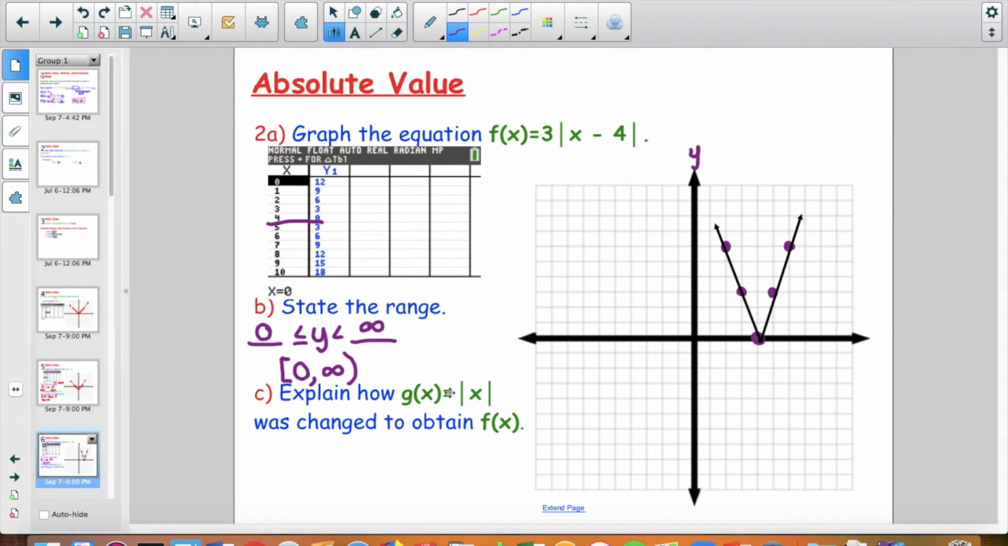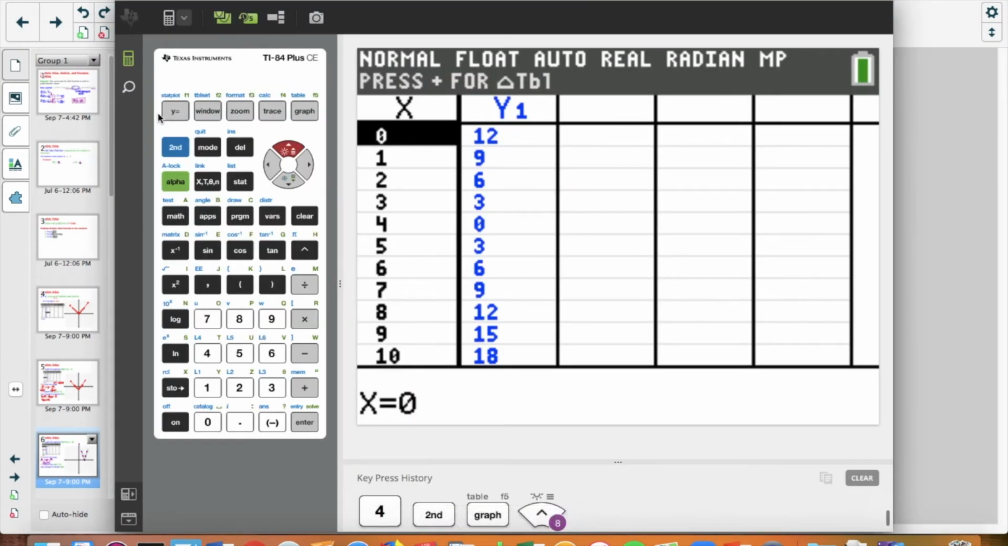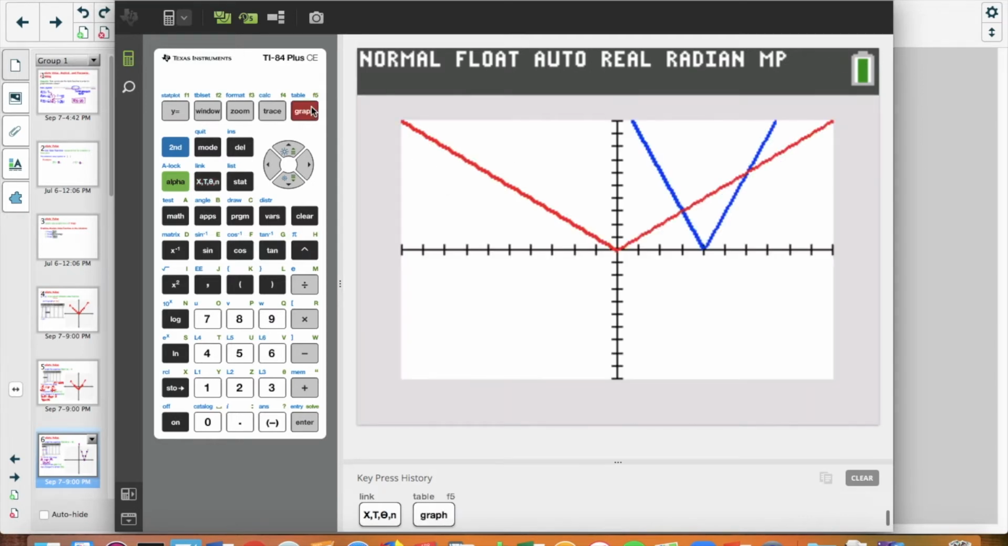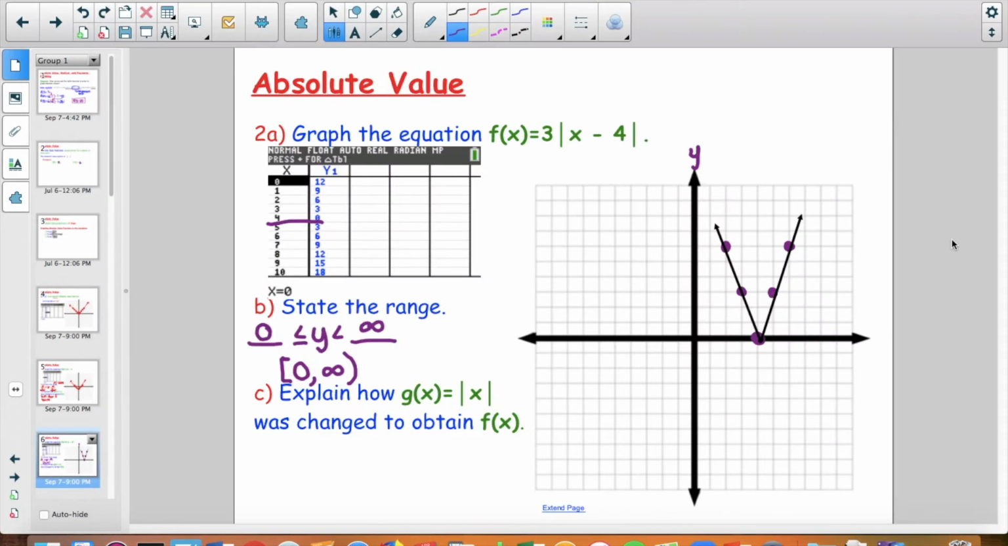Moving on to part C, it says explain how g of x equals absolute value of x was changed to obtain our graph here. So I'm going to do the same thing as last time. We already have our graph in. Now for 2, I'm going to put in the absolute value of x. Now let's see how it changed. So we're looking from the red to the blue. Now, if we look, it obviously shifted to the right. It shifted to the right 1, 2, 3, 4 spaces. But if we see, it also got narrower. The red one opens up a lot wider than the blue one.